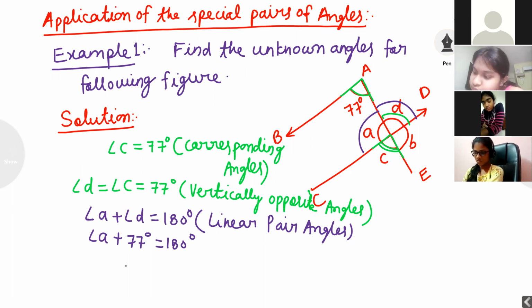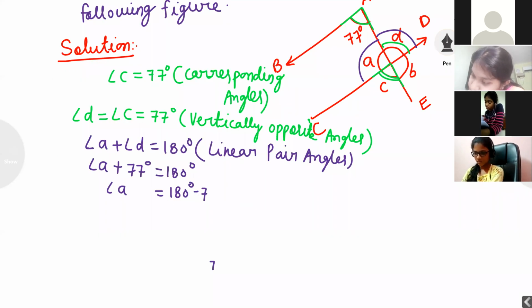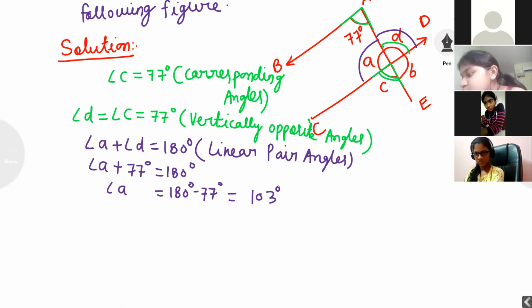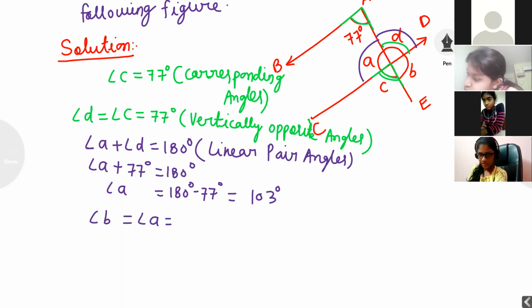Angle A is equal to 180 degrees minus 77 degrees. 10 minus 7, 3. Again, 7 minus 7, 0. 103 degrees. Angle A has come 103 degrees. If angle A is 103, can I say angle B is also 103? Because angle A and B are both vertically opposite angles. Note down: angle B is equal to angle A is equal to 103 degrees. Why? Vertically opposite angles.